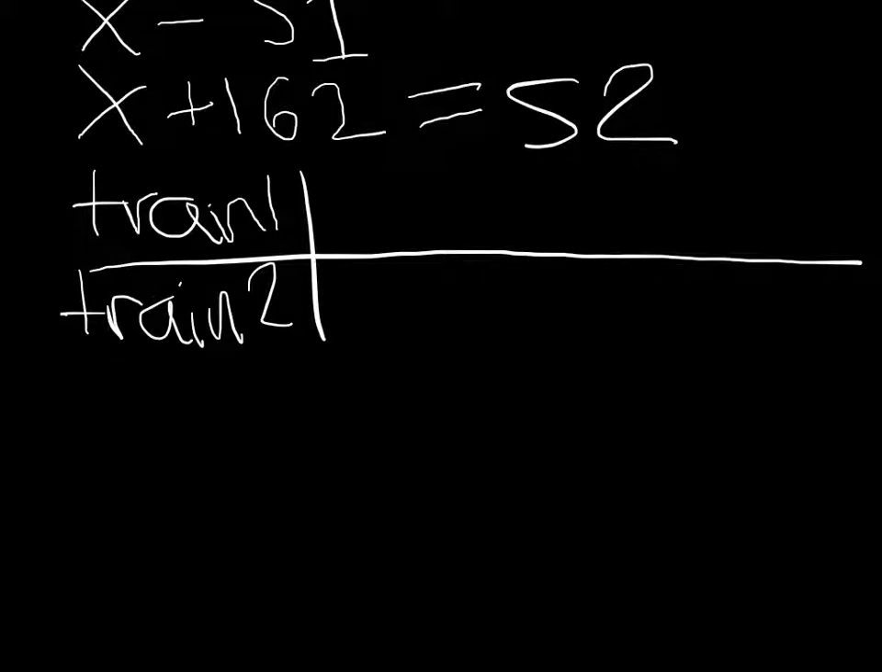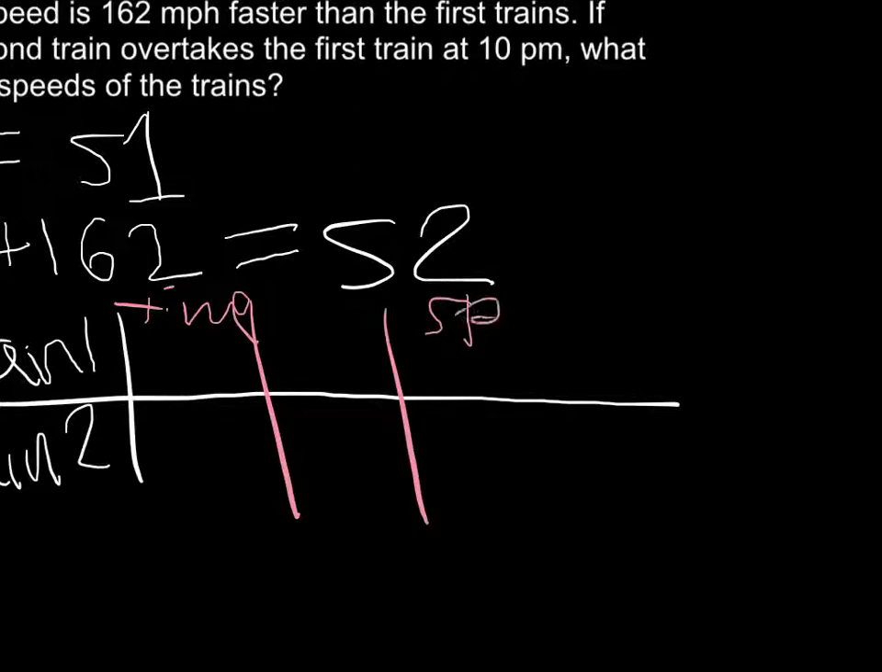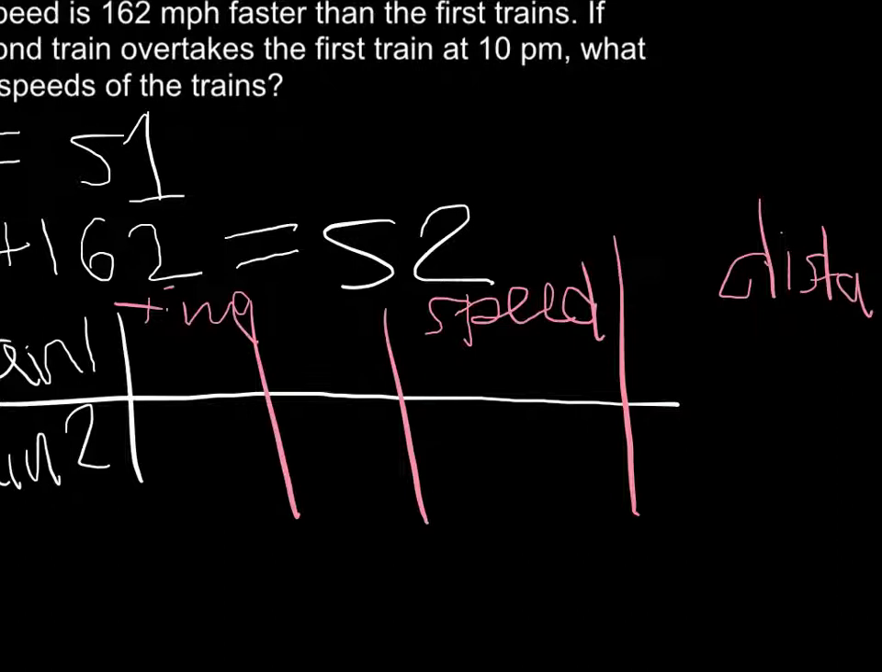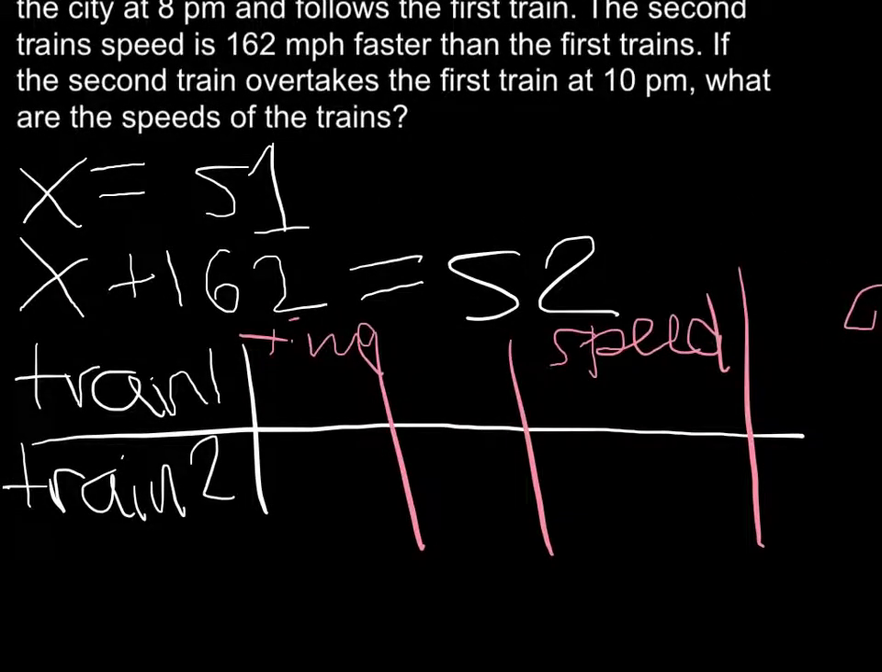Now, let's put the time, and then we'll have this one be speed, and this one, the final product, will be distance. And we know that time times speed is equal to distance.